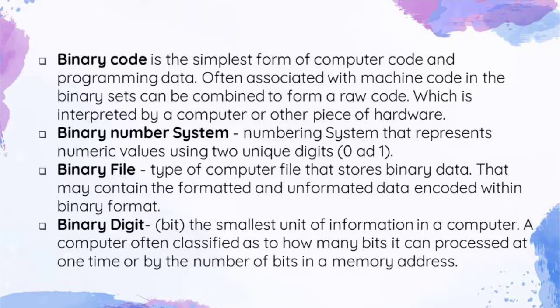Next is the binary file, a type of computer file that stores binary data that may contain formatted and unformatted data that is encoded within binary format. Binary digit, in the form of a bit, is the smallest unit of information in a computer. A computer is often classified as to how many bits it can process at one time and by the number of bits in a memory address.